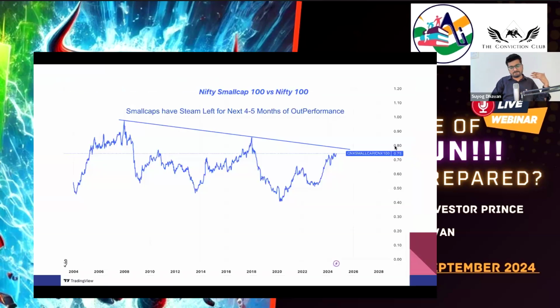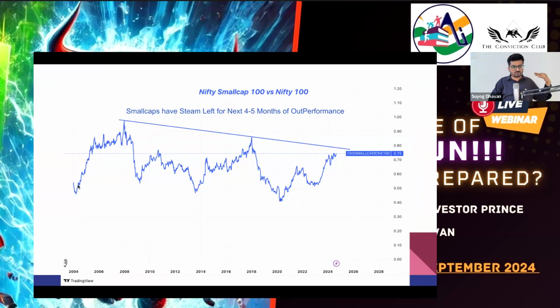Now, one more chart from an Indian perspective. This is Nifty Small Cap 100 versus Nifty 100. This is the ratio chart. Nifty Small Cap 100 is the numerator, Nifty 100 is the denominator. If the ratio is moving up, it tells us that the numerator is outperforming the denominator.